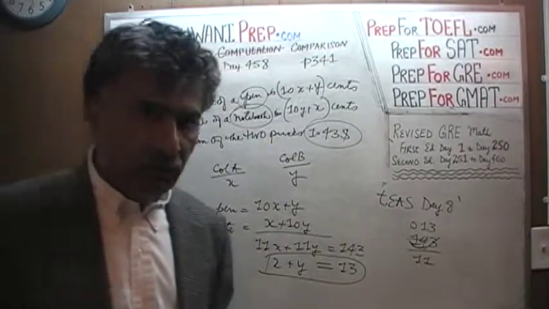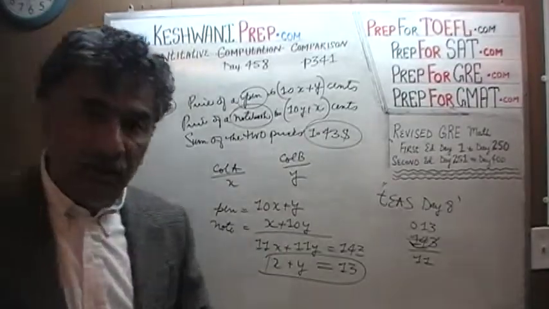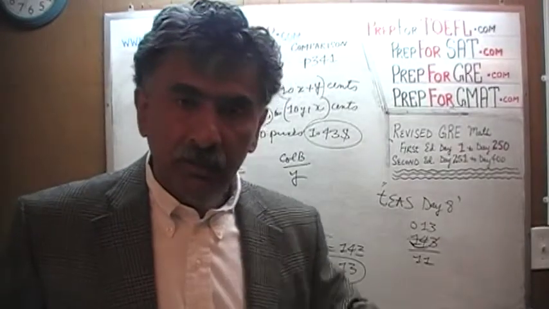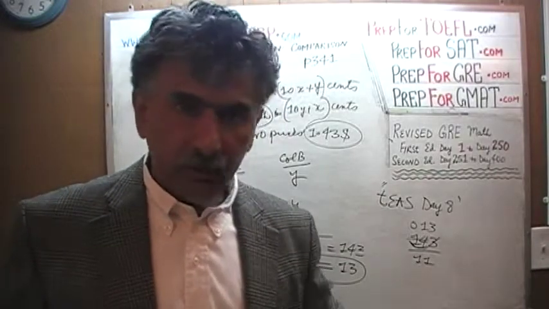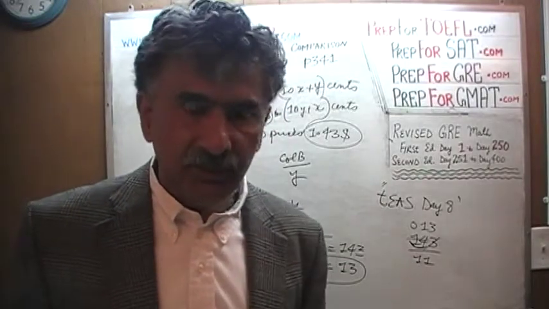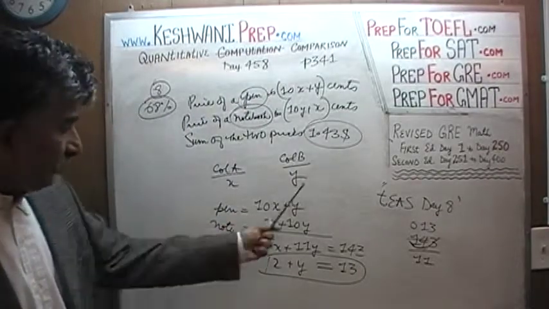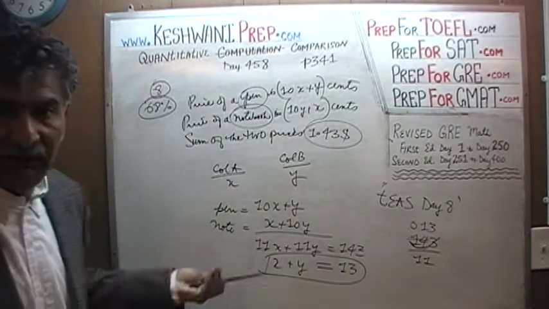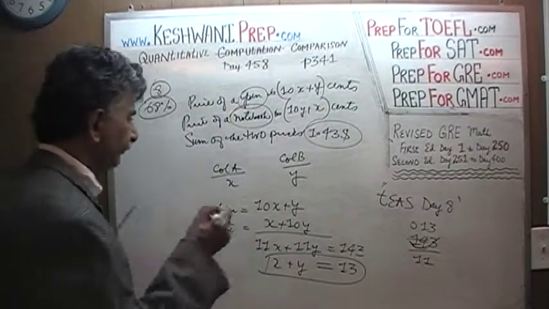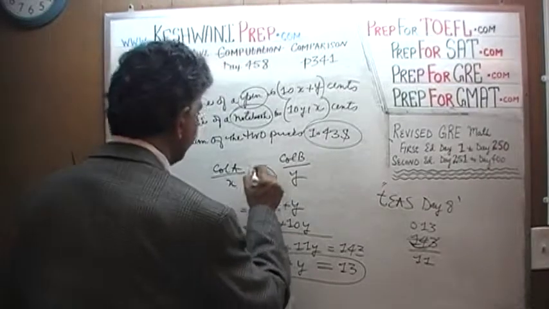And then I ask you, can you tell me which one is bigger? To which your answer would be, what the hell? How do I know which one is bigger? All I know is their sum is 13. Maybe this guy is 1 and this guy is 12. Maybe this guy is 12 and this guy is 1. Maybe they're both 6.5. How do I know? The answer is D.